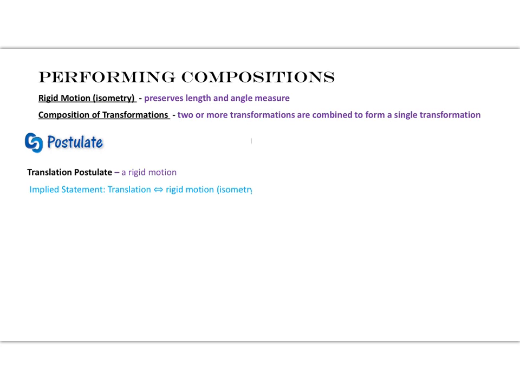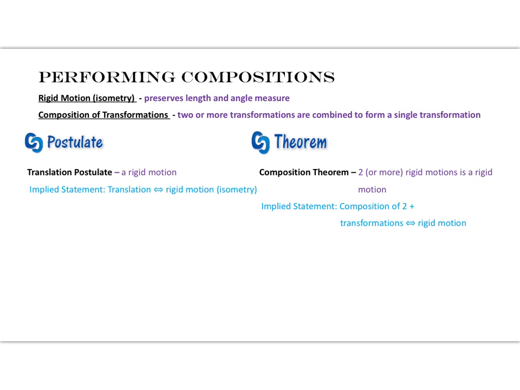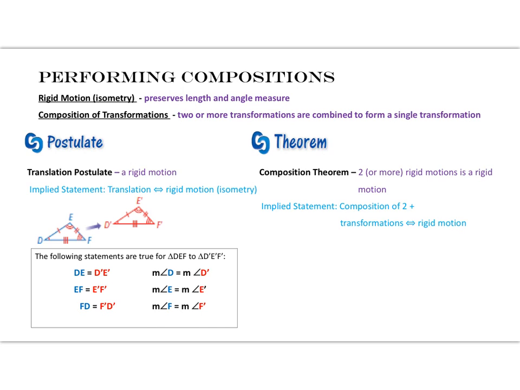So our translation implies rigid motion, in other words, isometry. And then our composition theorem is 2 or more rigid motions is a rigid motion. So our composition of 2 plus transformations implies rigid motion. Okay, so let's take a look at examples of each of these postulate and theorem. So for the postulate, when we say it's a rigid motion, in other words, isometry, all the lengths from the pre-image to the image are the same.